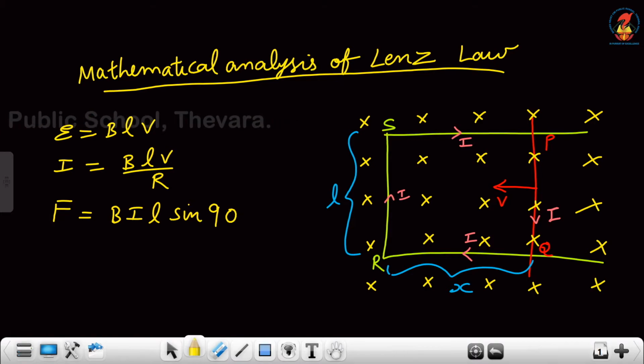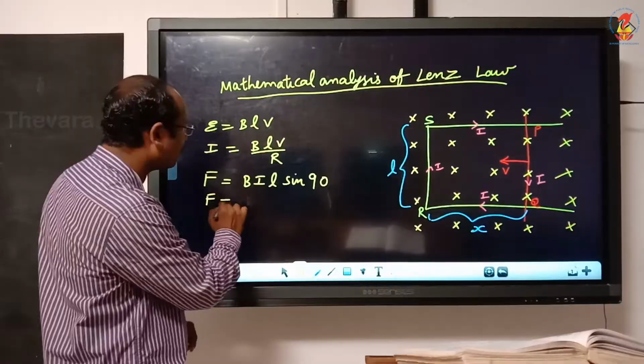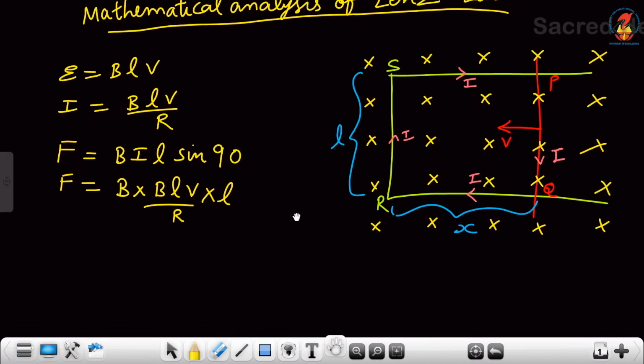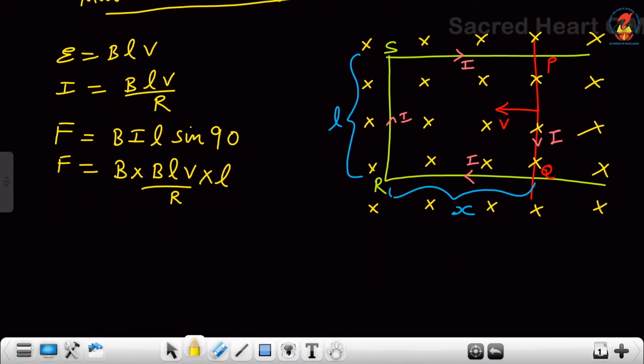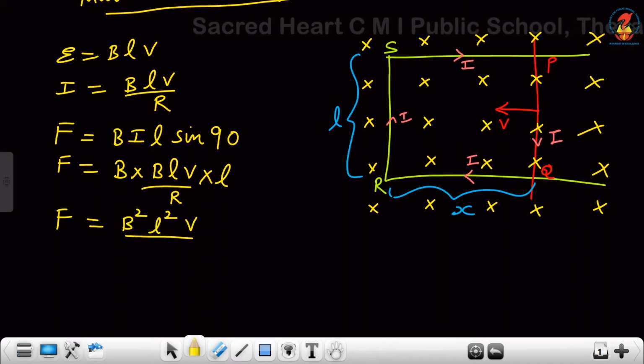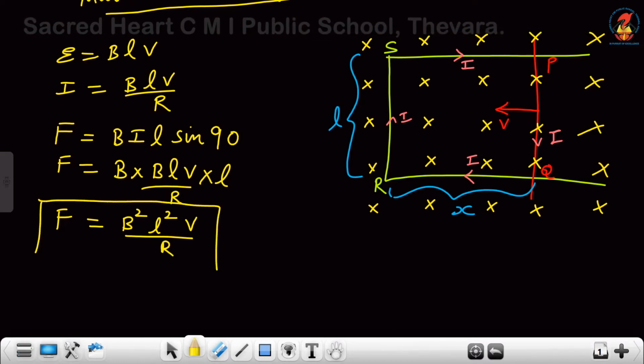Theta is 90 degrees and we know sin 90 is equal to 1. So F is equal to B. Instead of I, you can write BLV by R. So BLV by R into L. Therefore, the equation becomes F is equal to B square L square V by R. This is the expression for the force.